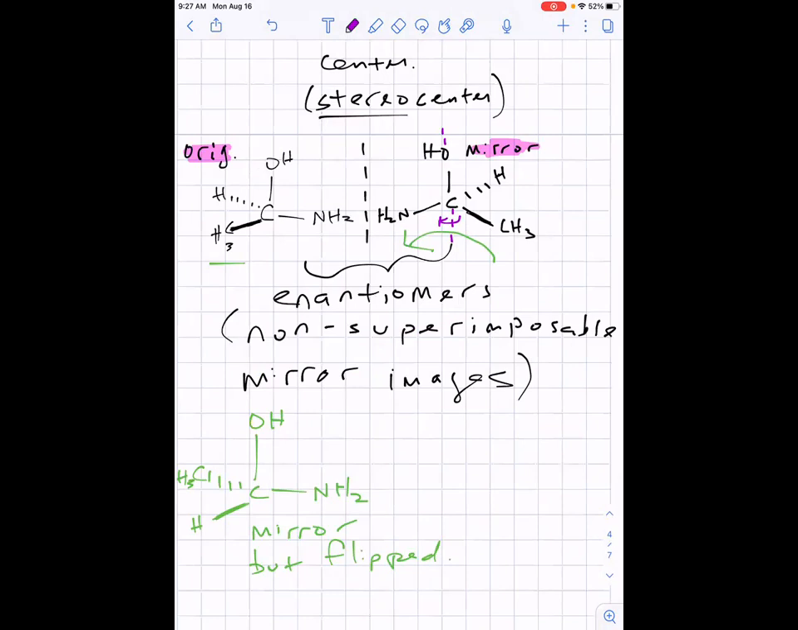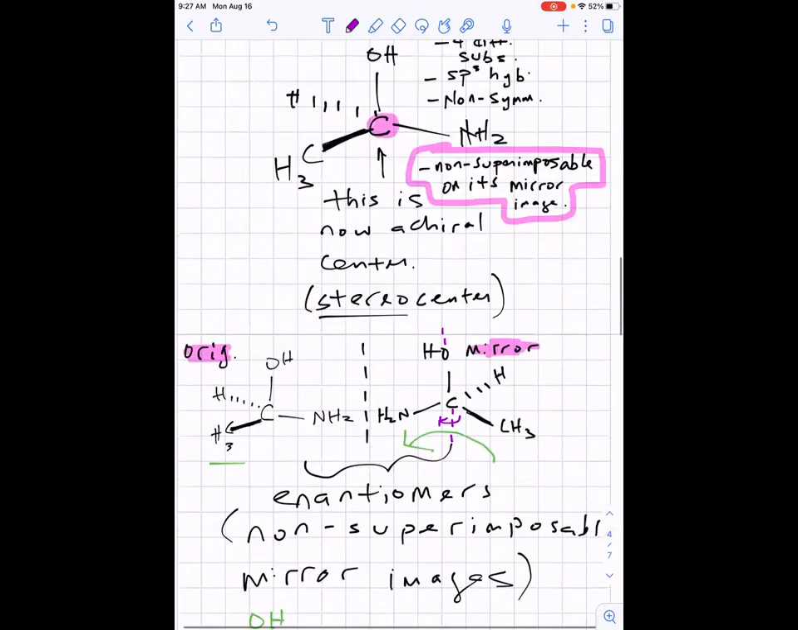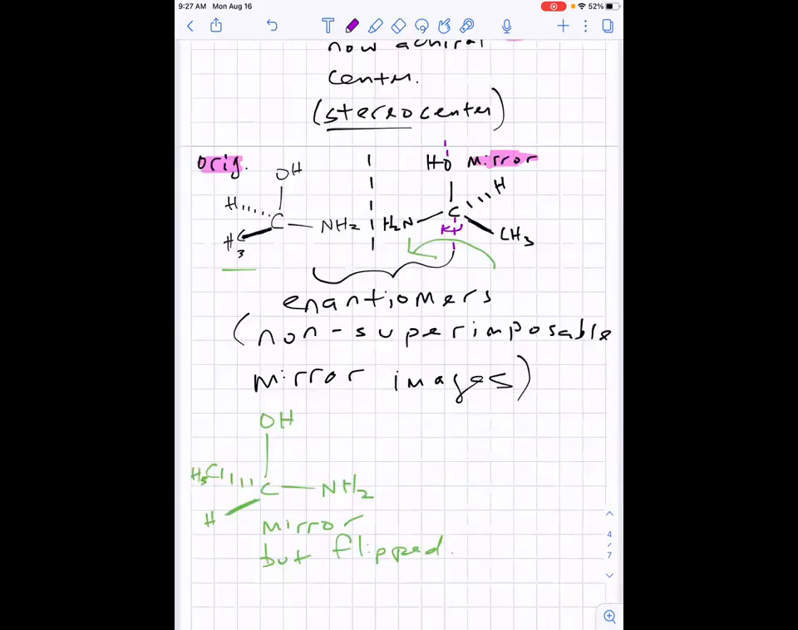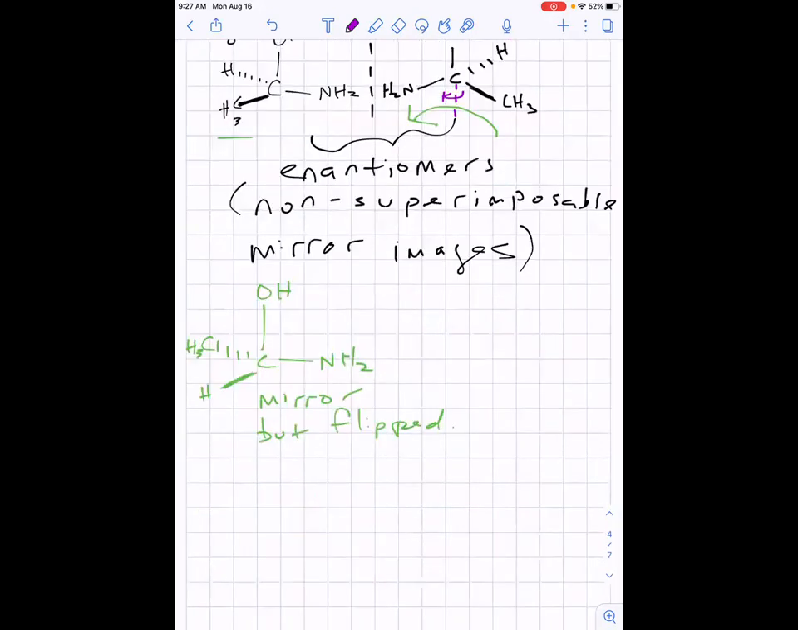All right, so that's an example of enantiomers, and enantiomers are a consequence of having a chiral center present. The chiral center arises from having four different substituents, being sp3 hybridized, and non-symmetrical. All of those together mean that the mirror image will be non-superimposable. Any questions on that before we move on to anything else?